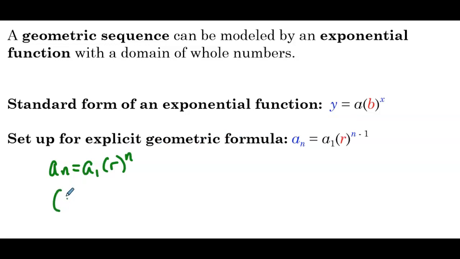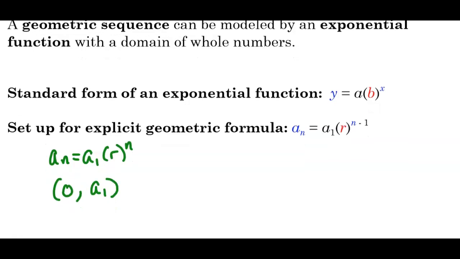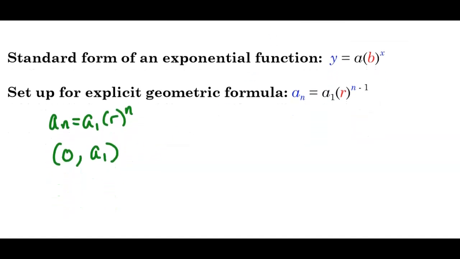Well, if we plugged n equals 0 in, we would have r to the 0, which is 1, times a sub 1, which is a sub 1. Now that doesn't look right. Remember, this should be n comma a sub n. So if this is a sub 1, this should also be 1, not 0. Okay, well, that's a little bit of an issue. How can we alleviate that issue? Again, we know the point should be 1, a sub 1 from how we've written the terms of a sequence as a point. Right, n equals 1, a sub 1 is the value in the sequence.